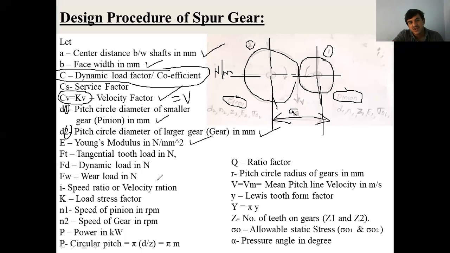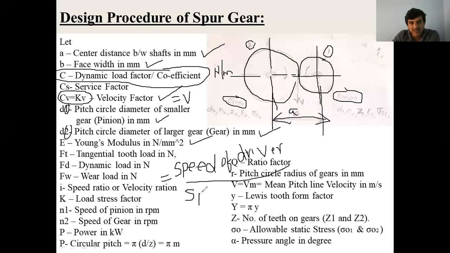Next, i stands for speed ratio, or velocity ratio. The speed ratio or velocity ratio is nothing but the speed of driver to the speed of driven. Remember, this is a very important formula. A section students already know this. The driver is the one whose shaft is connected to the prime mover. Right? The speed of driver to the speed of driven. So write down this equation. This is a very important equation.